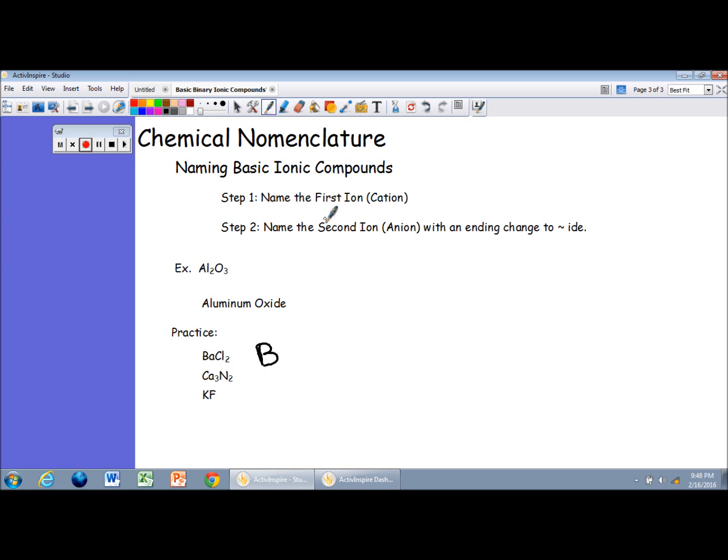BaCl2. So the cation is Ba. So if we look up the periodic table for Ba, we'll find out that it's barium. Then we look at what Cl is. Cl is chlorine. But we're going to change the ending. So the base of chlorine is chlor, so we're just going to change the ending from "ine" to "ide," chloride. So it's barium chloride.